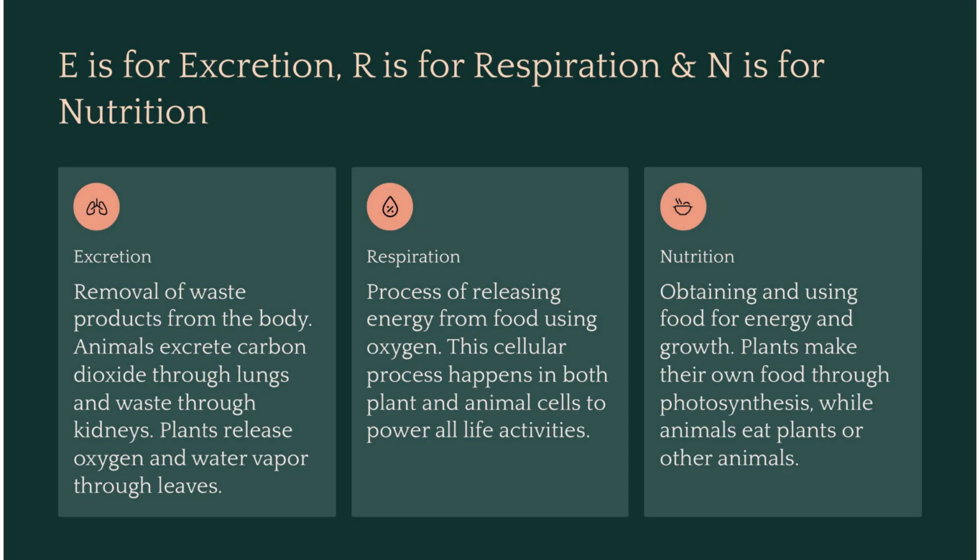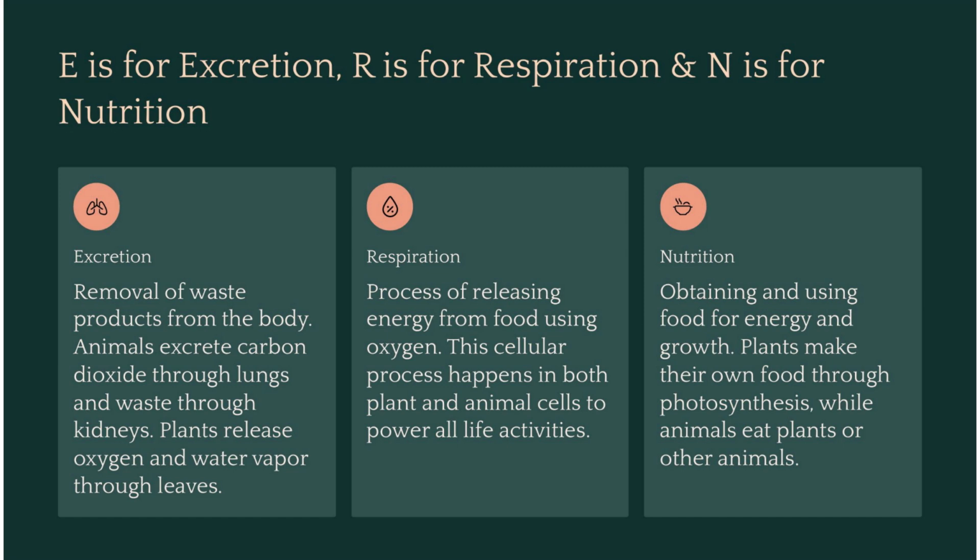Now let's study excretion, respiration, and nutrition. Excretion means removing waste. Animals breathe out carbon dioxide and pass waste through kidneys. Plants release oxygen and water vapor through their leaves. Respiration is releasing energy from food using oxygen. This process happens in both plants and animals to power life activities.